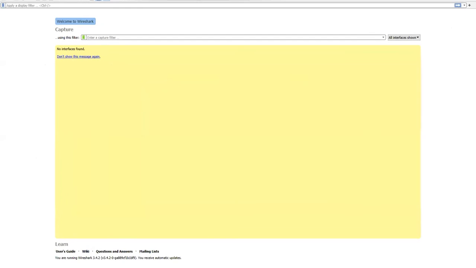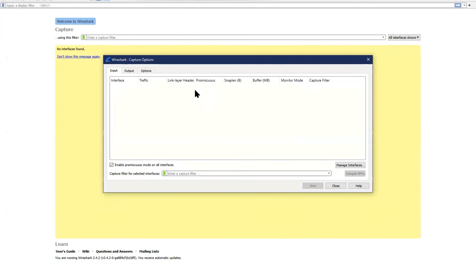All right. So this is the Wireshark interface. I hope everyone is able to see the screen. Yes. Yes. Yep. Perfect. Okay, perfect.